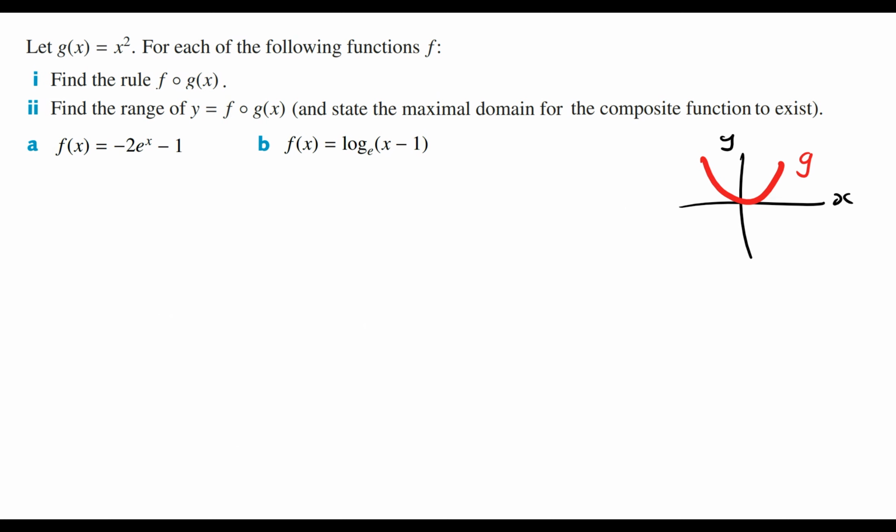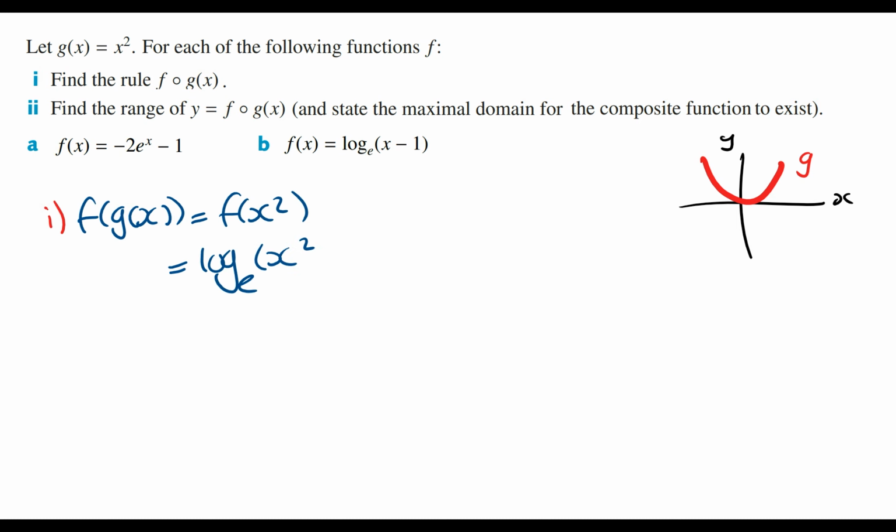Part B. f of x equals log e of x minus 1. Part 1. f of g of x is going to be f of x squared. f of x squared is going to be log e of x squared minus 1.